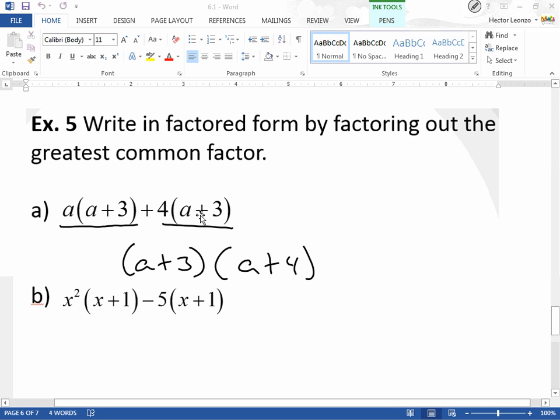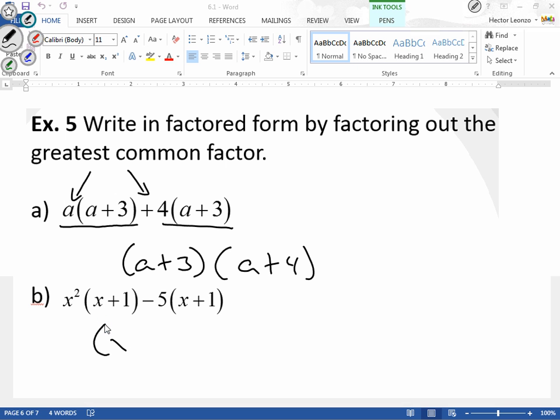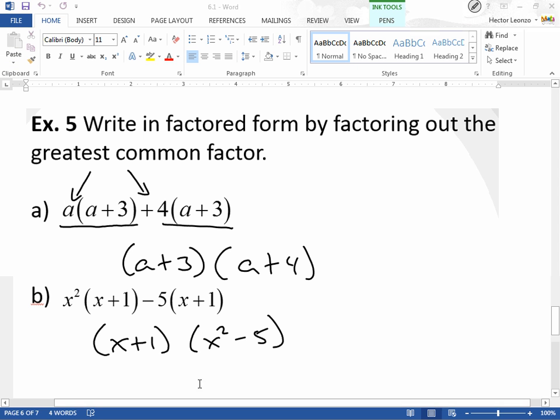The interesting part is that whenever there's a common parentheses, that's one of our factors. The other factor is basically what we have outside. If you notice, I have a plus 4, and that was my other factor. So for my example B, x plus 1 is my first factor, and my second factor is going to be x squared minus 5. This is going to be very common when we have 4 terms to begin with, and we're going to use a method called grouping. So this is going to be very useful.